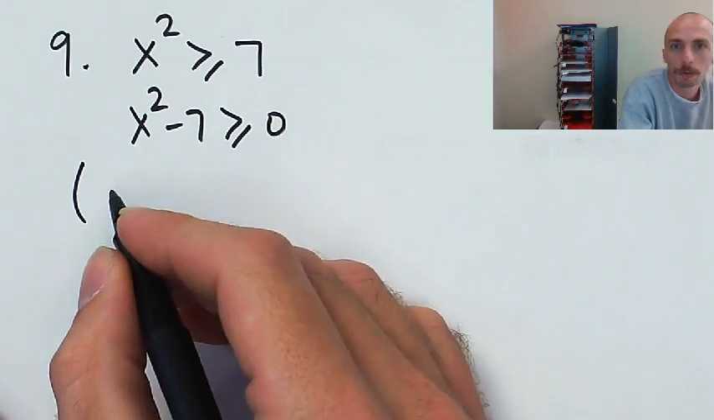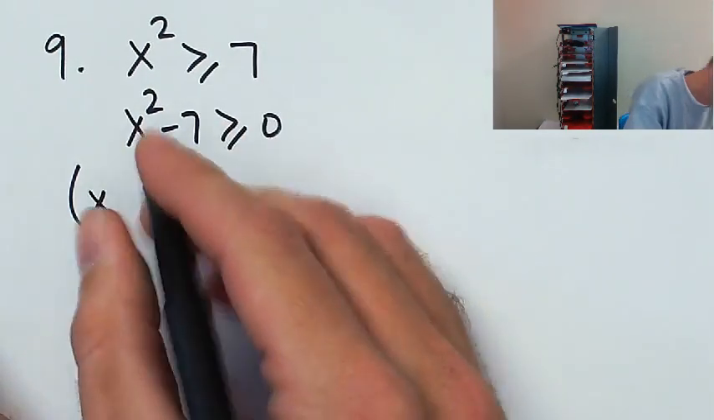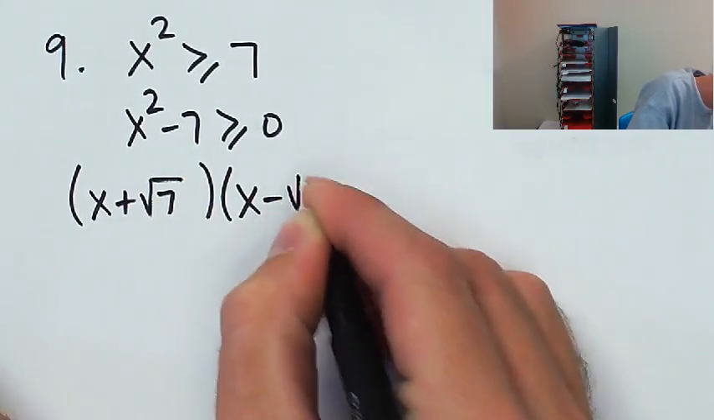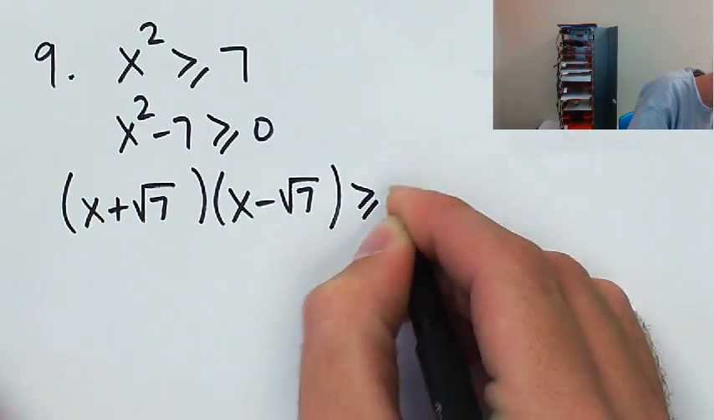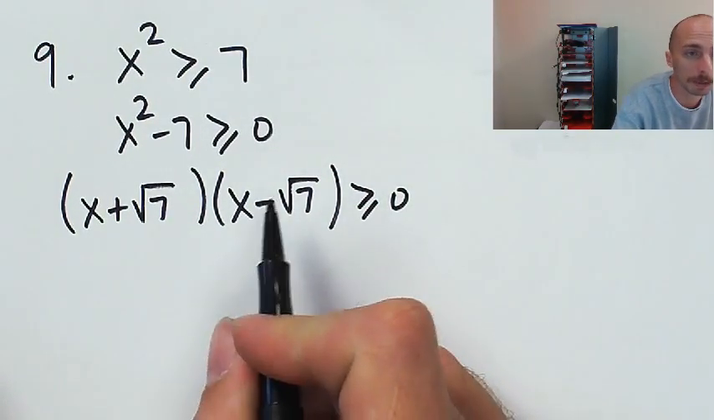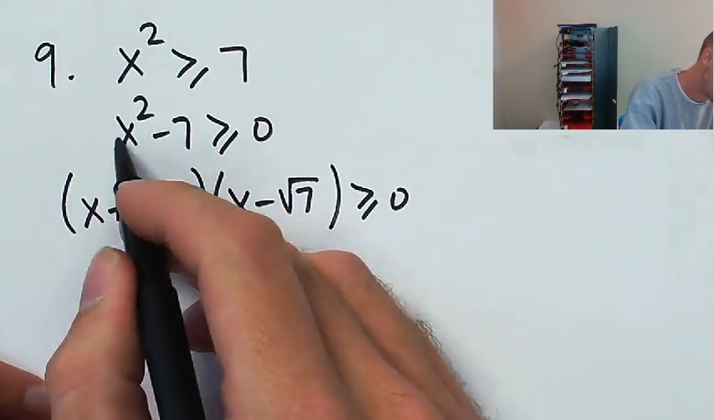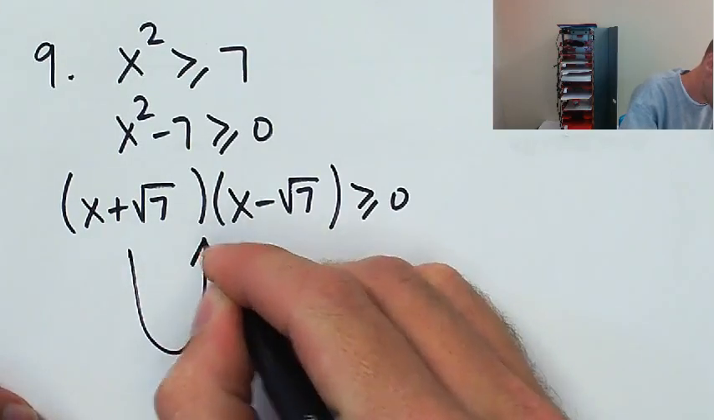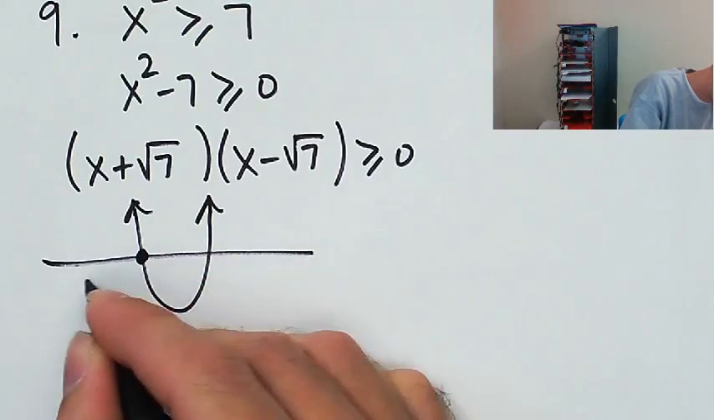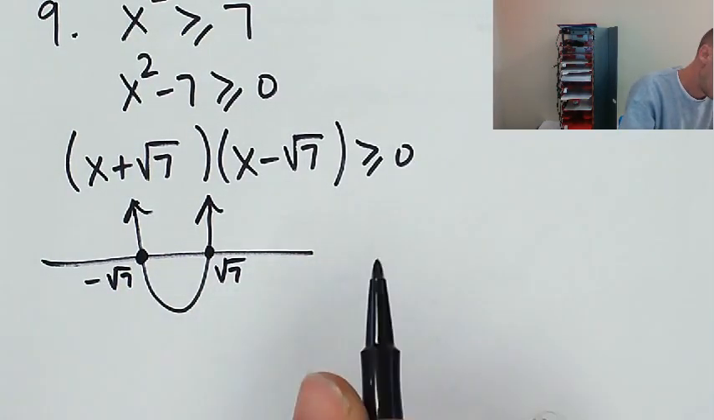X squared is the square of x, right? That's pretty clear. But what is 7 the square of? Well, square root 7. So we can do x plus square root 7 and x minus square root 7. Then we'll know that the zeros of our parabola are going to be square root of 7 and negative square root of 7. It's going to open up because we've got positive x squared here. That's a pretty rough parabola, but it's okay. We've got right here negative root 7, and over here positive root 7.